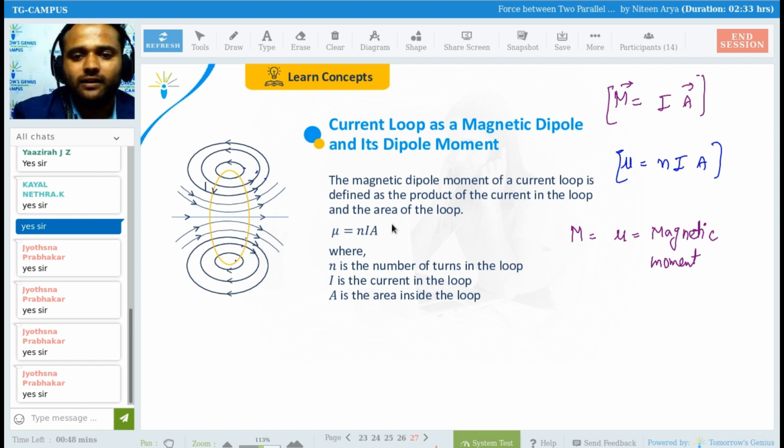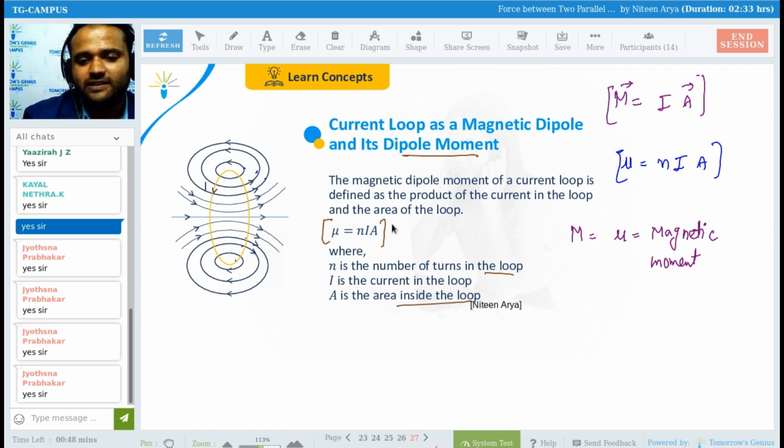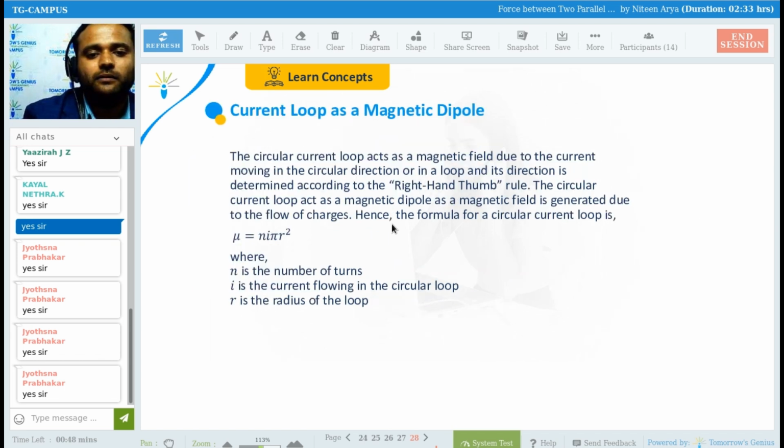Is this clear, everyone? So a current loop as a magnetic dipole, and we know that a current loop behaves as a magnetic dipole, and its magnetic dipole moment we are going to derive. We already derived it in the previous classes, but still. So as we know, mu equals NIA, where N is the number of turns in the loop, I is the current, A is the area inside the loop. Simply, that is where NIA comes from, because this is your current carrying loop.